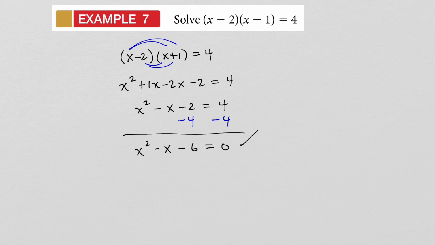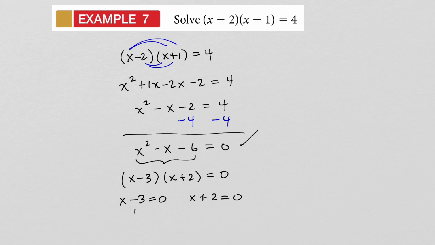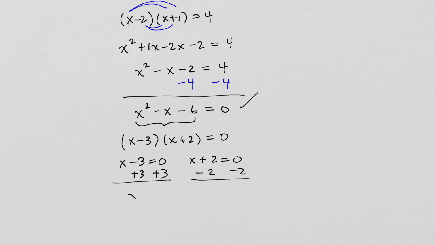So now all I need to do is factor x squared minus x minus 6. You can use a magic x if you want, but this factoring is actually pretty simple, pretty straightforward. And then I'll just set each of these factors equal to 0 and then solve each equation. And that is going to give us two answers.